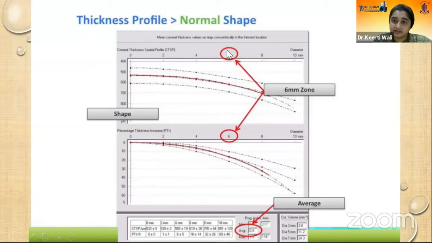Okay, and another thing we have to see is at the 6 mm zone, where this red line is falling. That is an important thing. This is a normal shape which is lying within the 95% confidence interval, and the average of 0.9.